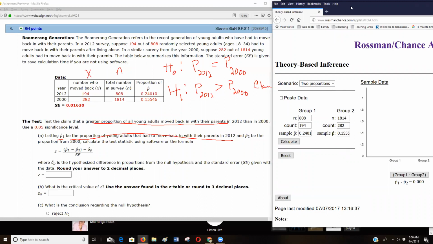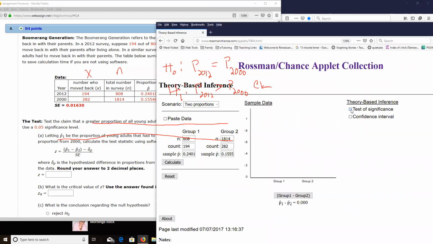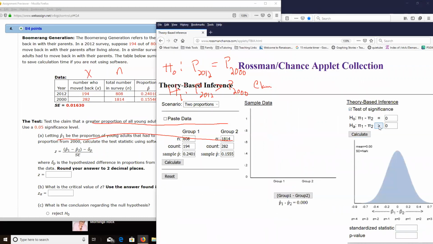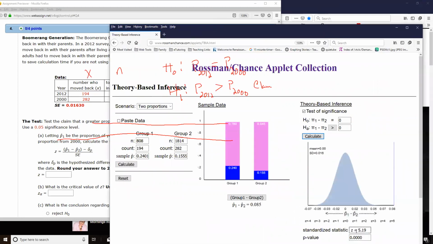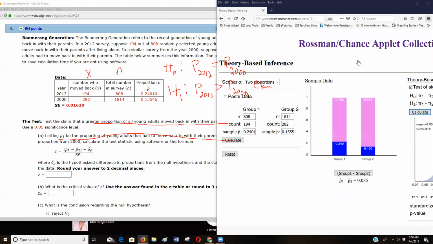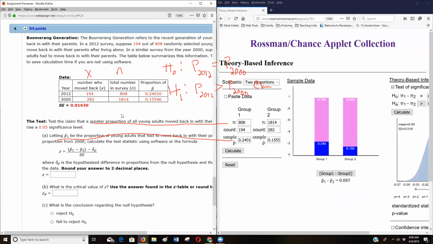So now I'm going to click test of significance. I'm going to make it greater than. Let's see what happens here. So I'm seeing a z-score of 5.91 and a p-value of 0. So it's very unlikely this will happen if there's no difference. So I'm going to come back here and see how I do with this.